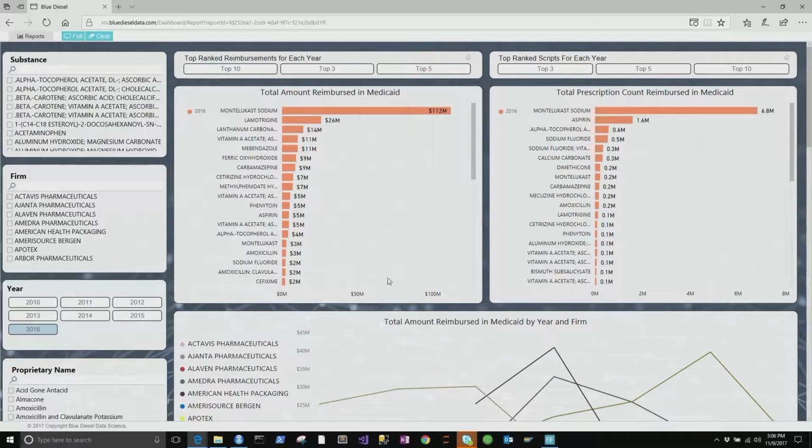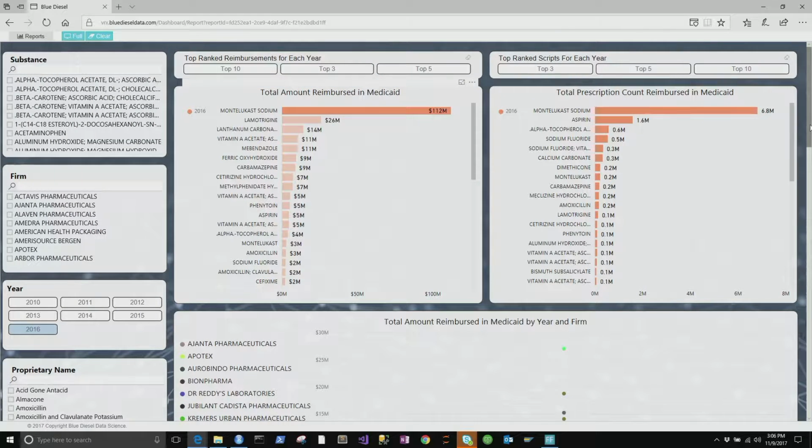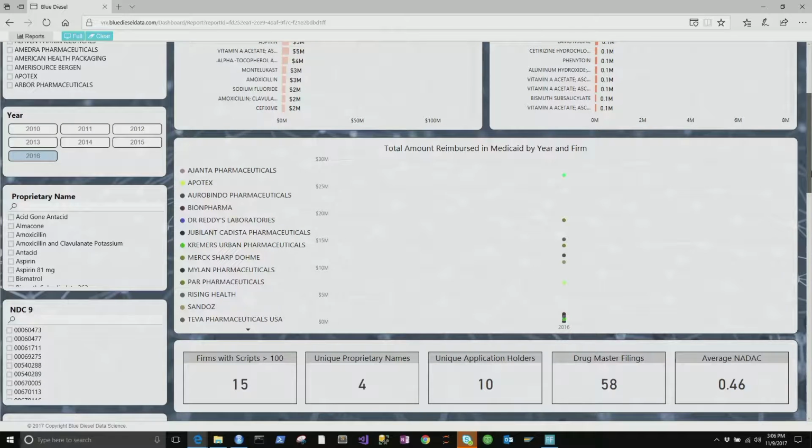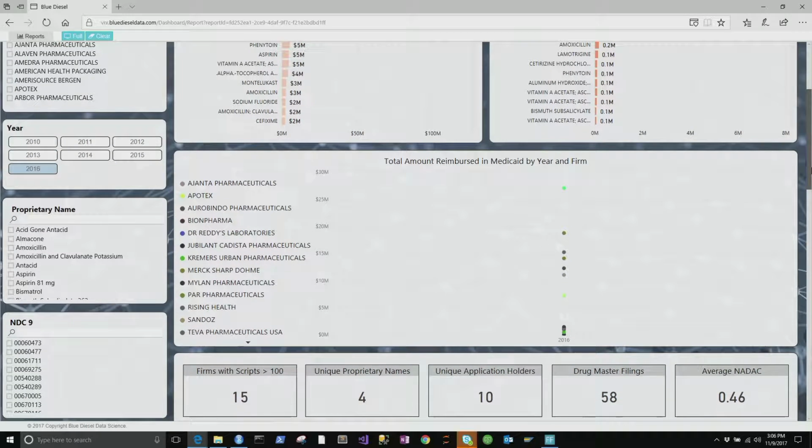What you can do is you can subset the other reports here by clicking anywhere. And for instance, we want to see more about this particular drug molecule. And we know that it has 15 firms in it. There's 4 unique proprietary names. And here's a list of the firms that are there.